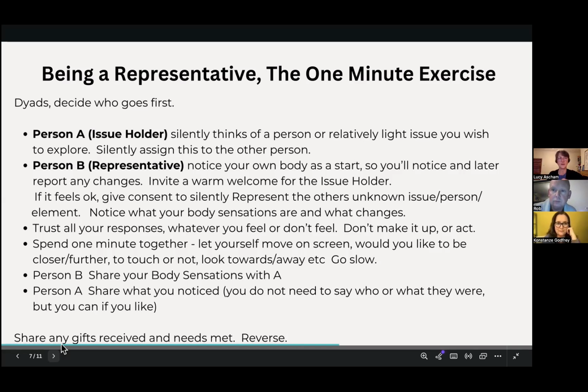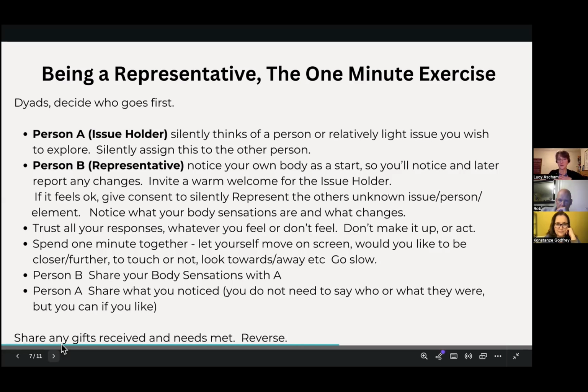Okay, lovely. So you're going to be the person who silently thinks to yourself of a smallish issue that you're curious to explore. It could be a person you know very well, it could be a person you don't, but somebody linked to your heart. Mm-hmm. Yeah.